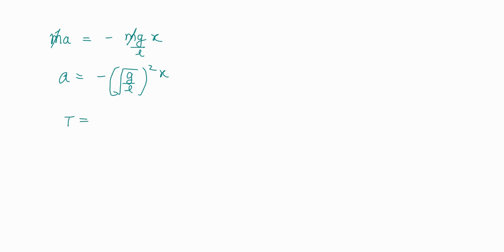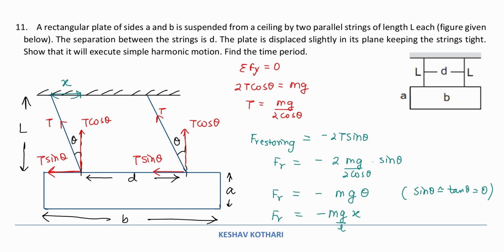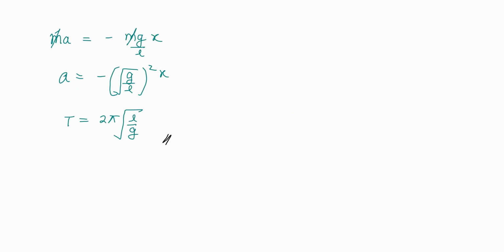So we can say time period is equal to 2 pi root over L by g. So for this particular problem, the time period of SHM is turning out to be 2 pi root over L by g when the rectangular plate is displaced slightly in its plane, keeping the strings tight. Let us move to the next problem.